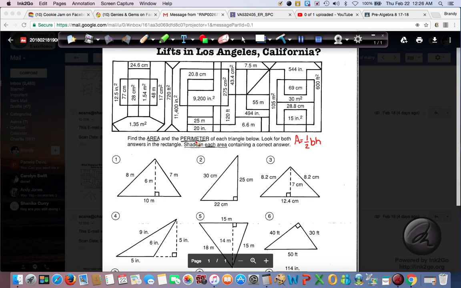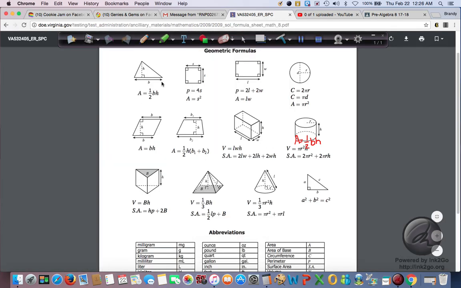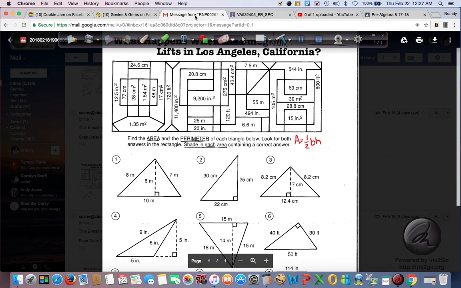To figure out perimeter, let's look at our formula sheet because I have it pulled up here. There is no formula for perimeter of a triangle. There's no P like there is in some of the others. Perimeter is just the sum of all the sides. So you just add up the 3 sides for perimeter. There's your area equals 1/2 times the base times the height that you need for the area of a triangle. So the perimeter, there's not a formula, you just add up all the sides.